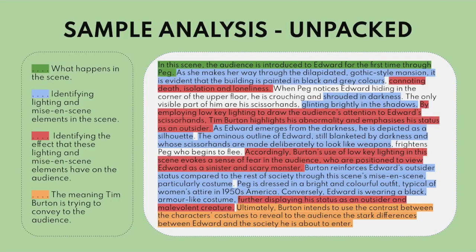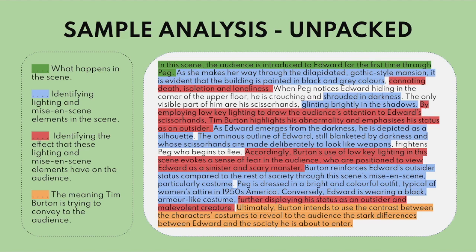And I've color-coded them based on the different elements that you should include in each scene analysis paragraph. Everything that's coloured in green is what happens in the scene that we just watched and analysed. Everything that's blue refers to the specific lighting and mise-en-scene techniques that we can spot in the scene. Everything that's highlighted in red is the effect that the lighting and mise-en-scene has on the audience. And anything in orange, just the last sentence there, is the meaning Tim Burton is trying to convey or communicate to the audience. In other words, the director's message.